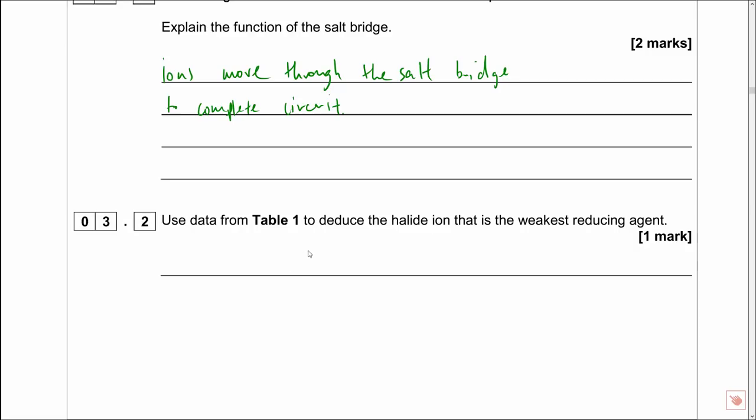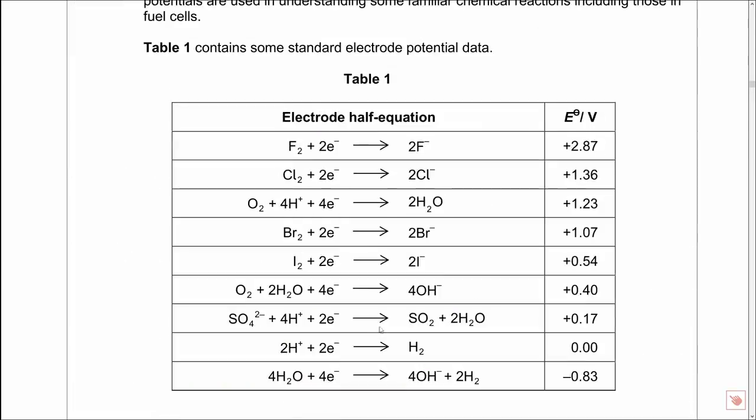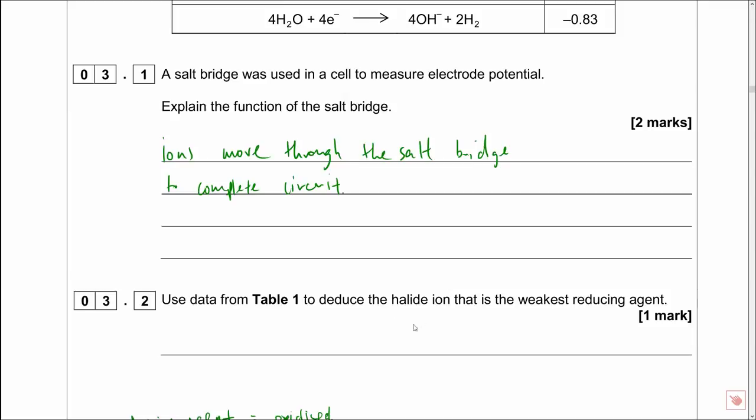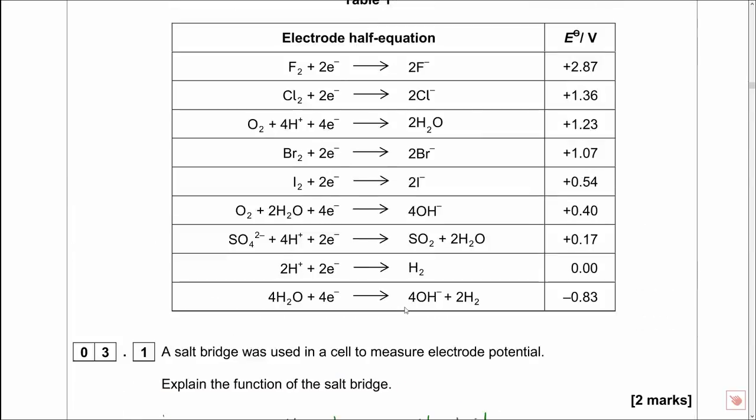3.2 here. Use the data from table 1 to deduce the halide ion that is the weakest reducing agent. Right. Now I have to get my head around this. Weakest reducing agent. So a reducing agent is itself oxidized. Use the space on these papers if you want. So essentially, we're looking for the one that's less likely to be oxidized, which would be the most positive. So we're looking for the most positive electrode potential, and it's of course got to be a halide ion, which is a bit of a giveaway. It's got to be that.